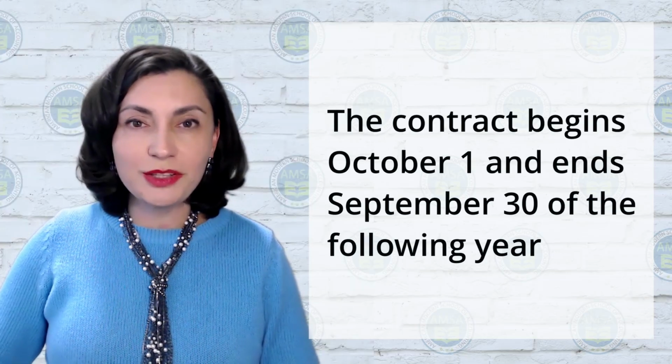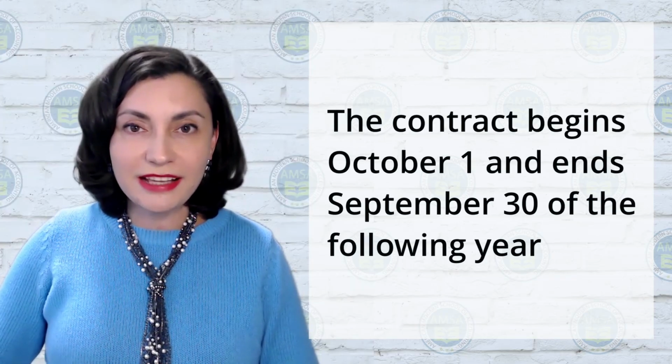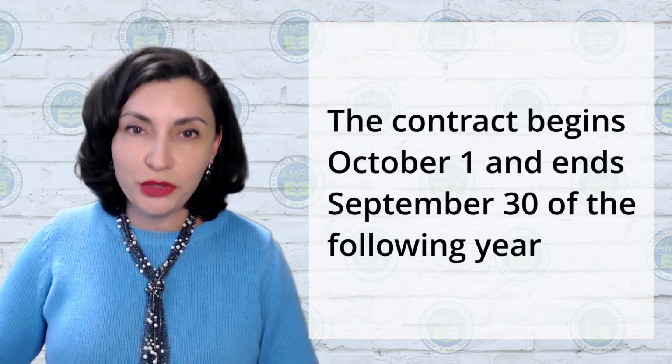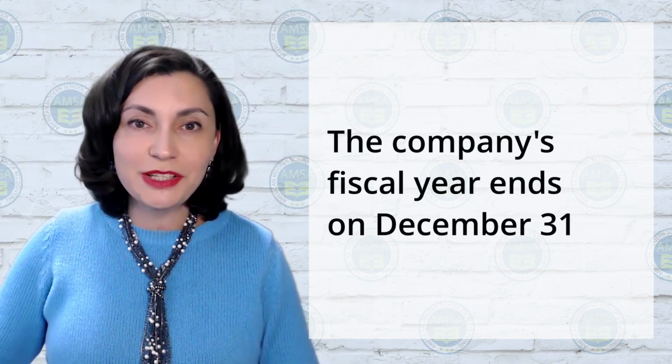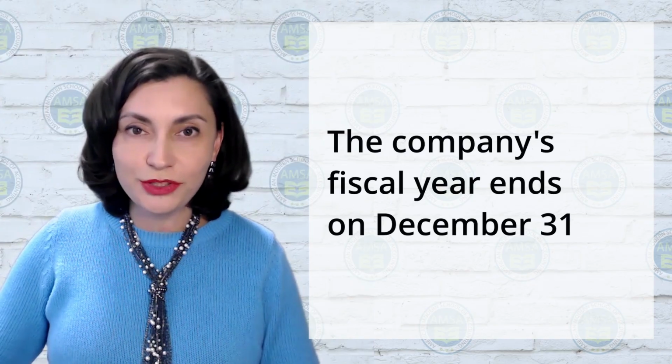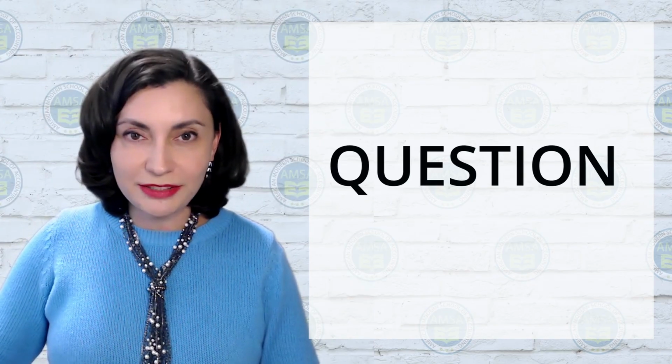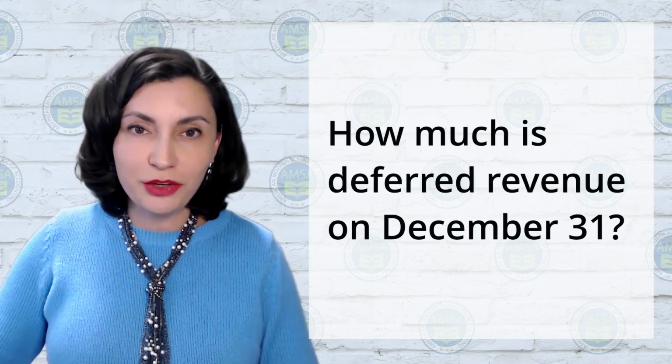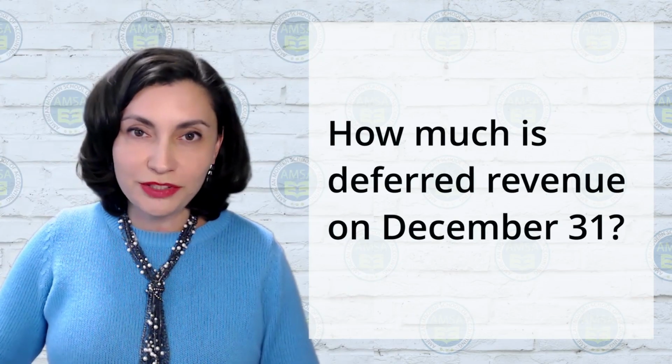Now, let us walk through a full example together. On October 1st, a software company signs a contract with a new customer. The customer pays $12,000 upfront for a 12-month software license. The contract begins October 1st and ends September 30th of the following year. The company's fiscal year ends on December 31st. Our question is, how much is deferred revenue on December 31st?